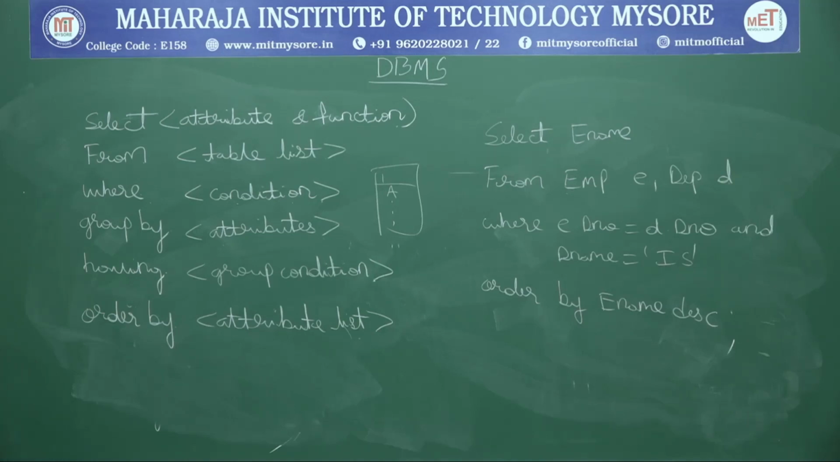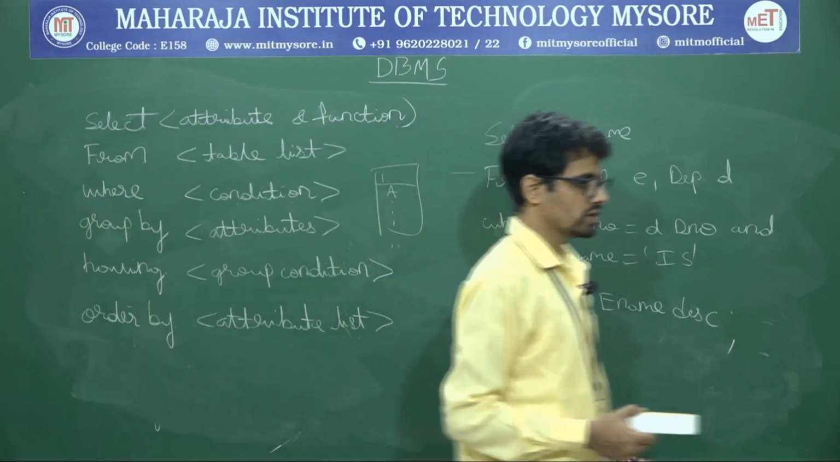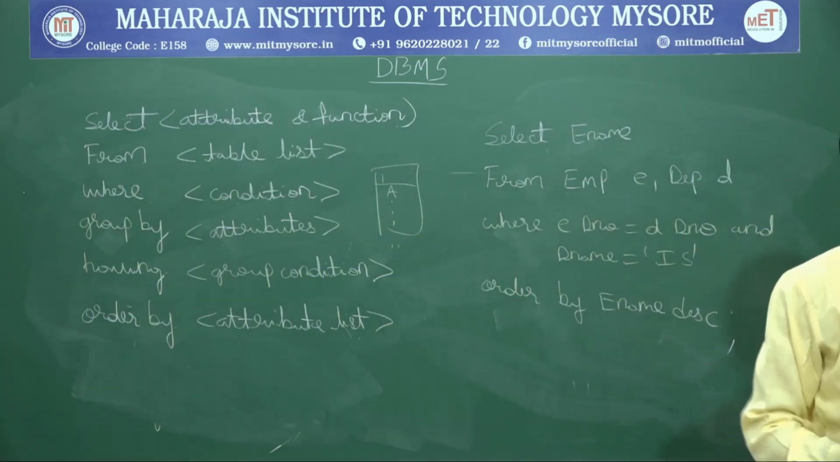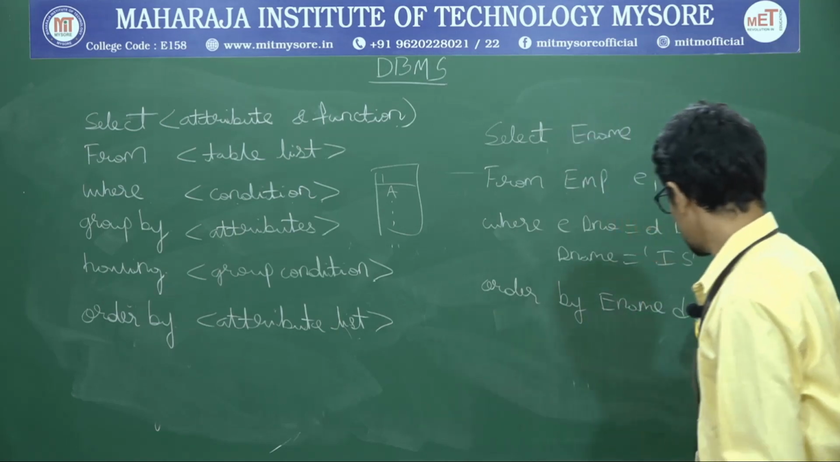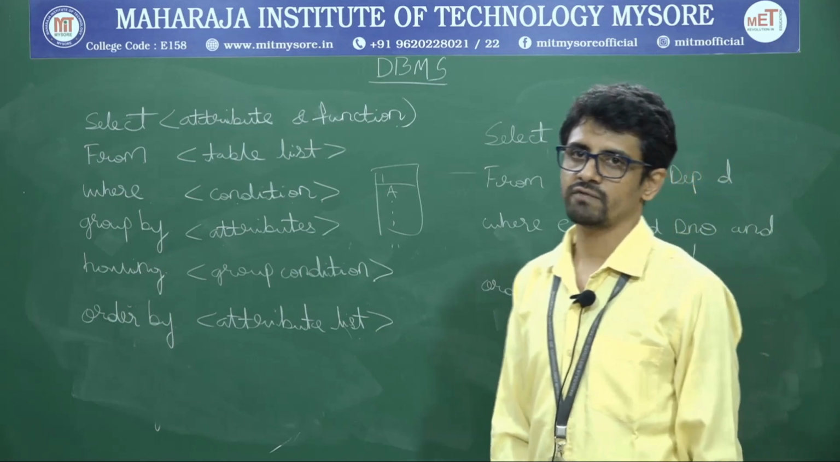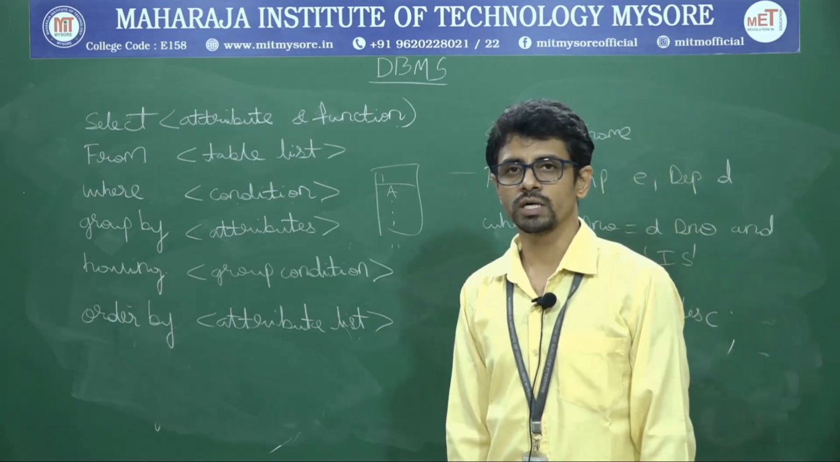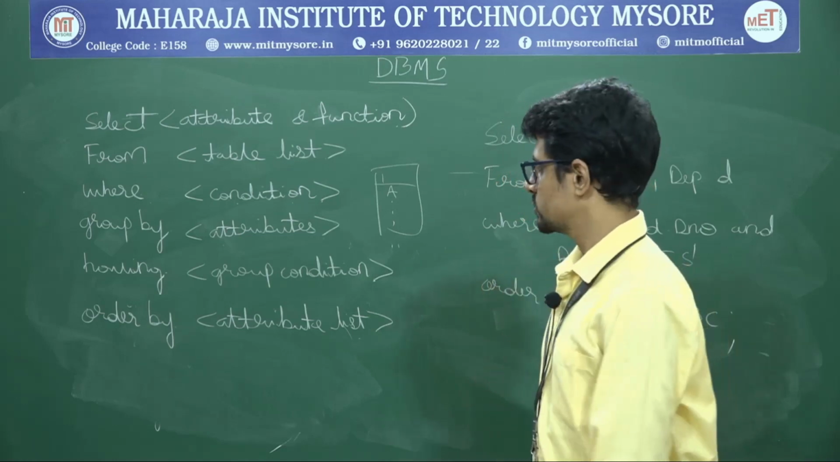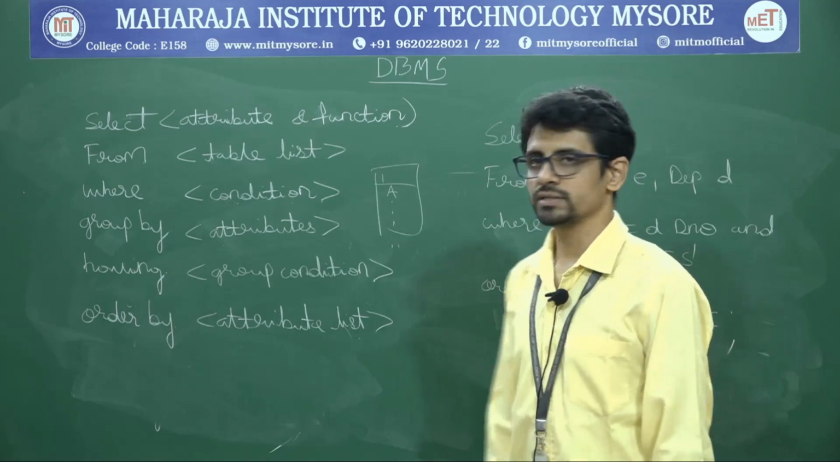So these are the different constructs of SQL. Order by is used for displaying elements in ascending or descending order. By default it is ascending order. If you want descending order, include the keyword DESC after the attribute name. Okay. There are some more things to be covered in this chapter, so we will look at that in the next video lecture. Until then, thank you.